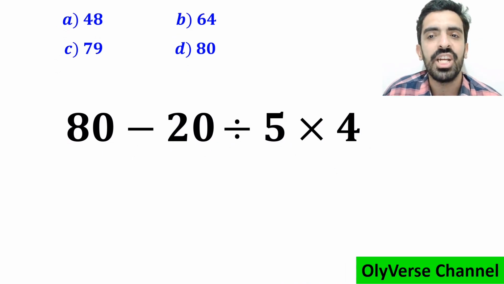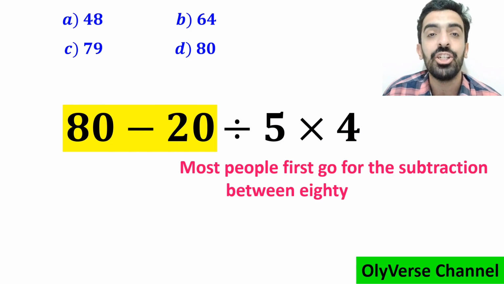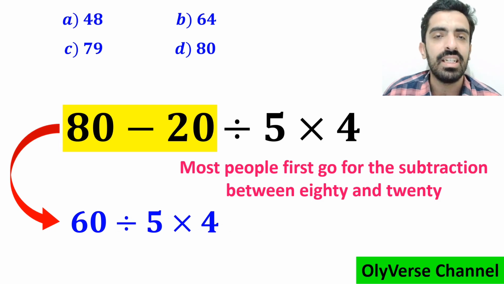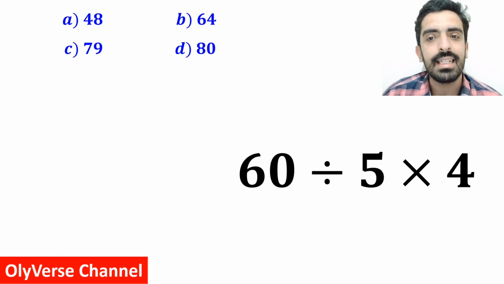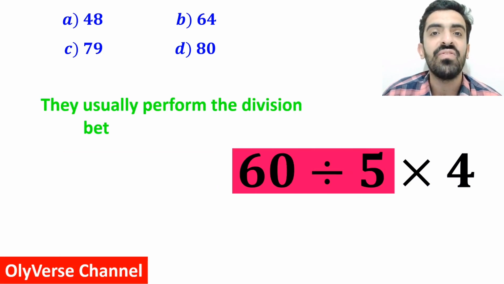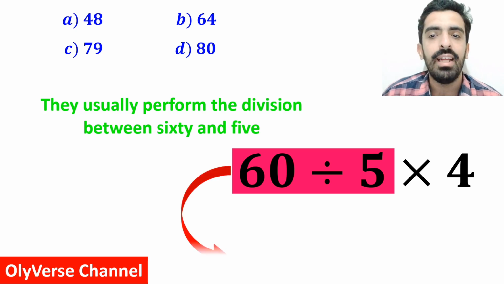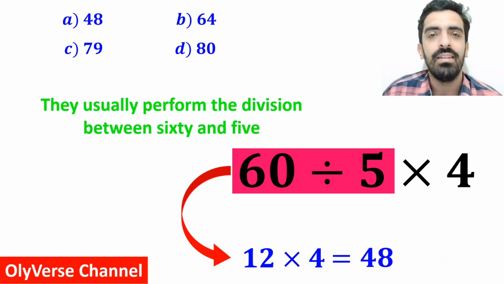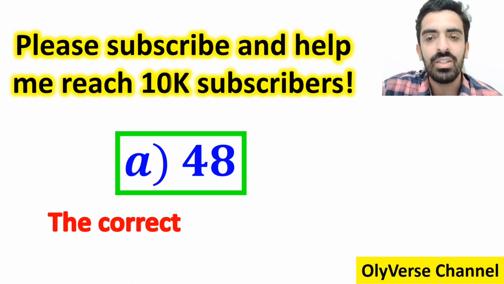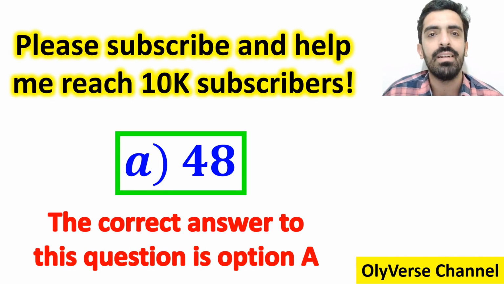To solve this question, most people first go for the subtraction between 80 and 20, and they rewrite it as 60 divided by 5 multiplied by 4. And the next step, they usually perform the division between 60 and 5, simplifying this expression to 12 multiplied by 4, which finally gives them the answer 48. And immediately, they quickly say that the correct answer to this question is option A.